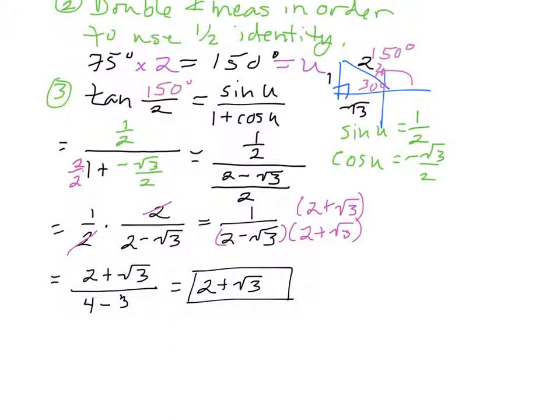Now remember, our half angle was 75 degrees. What quadrant is our half angle in? The first quadrant. What's the sign of tangent in the first quadrant? Positive. So that's a reasonable answer.